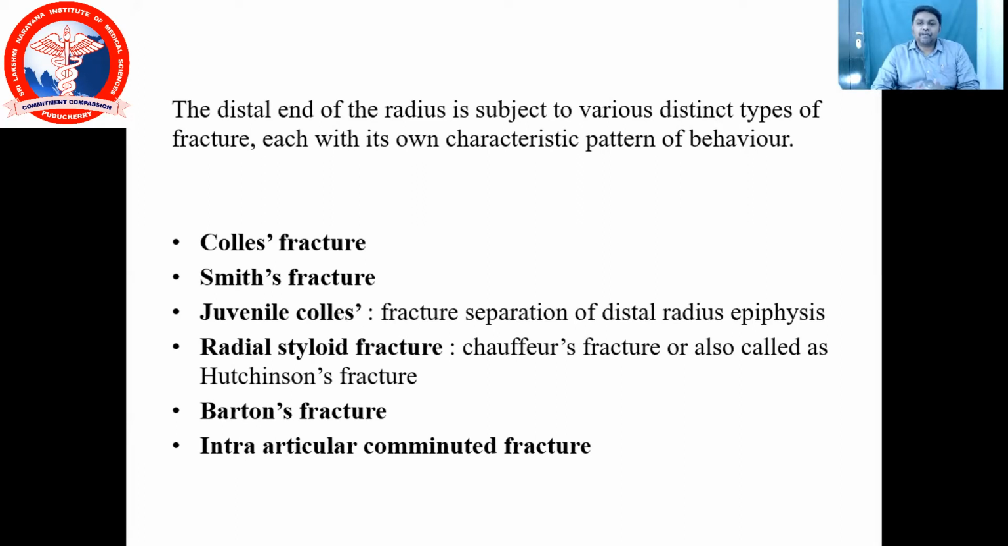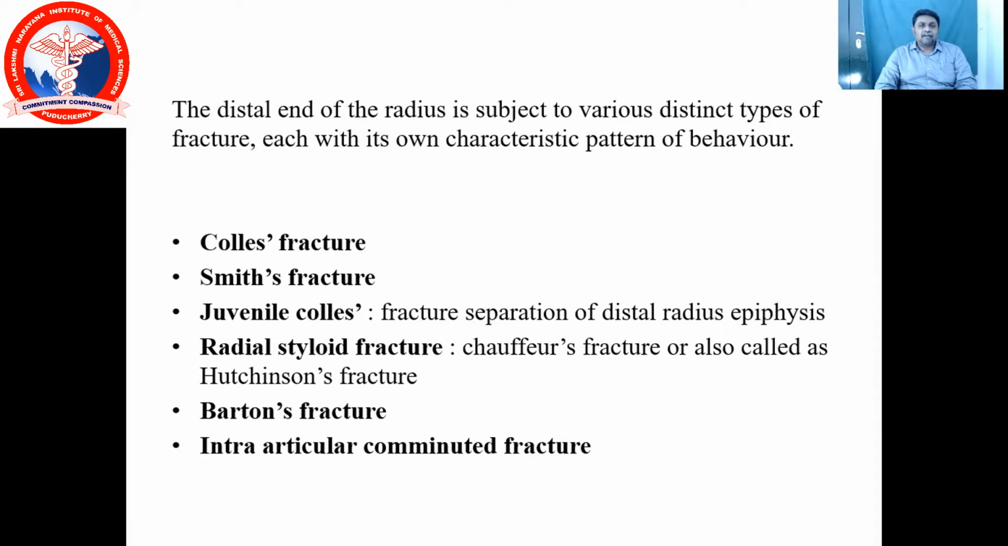This distal end radius fracture is subjected to various distinct types of fracture, each with its own characteristic pattern of behavior. So this fracture is very important because it forms part of the bone of the wrist joint. The hand is very important for any movement or work a person has to do.